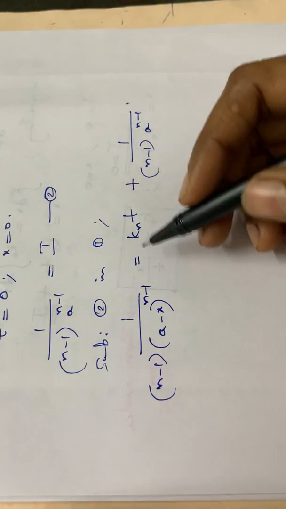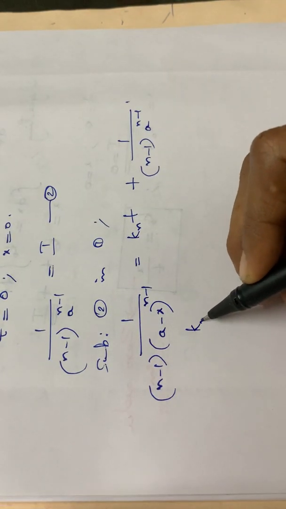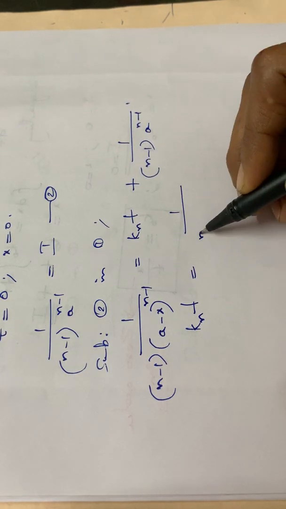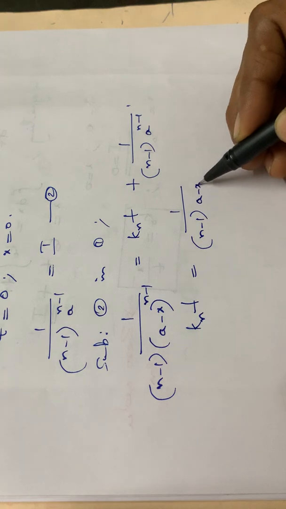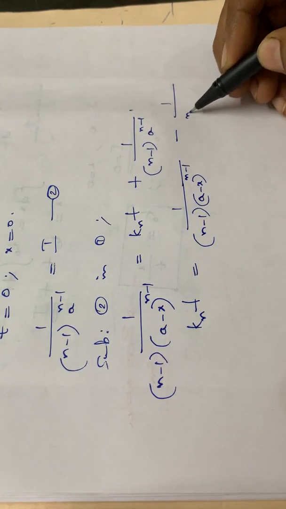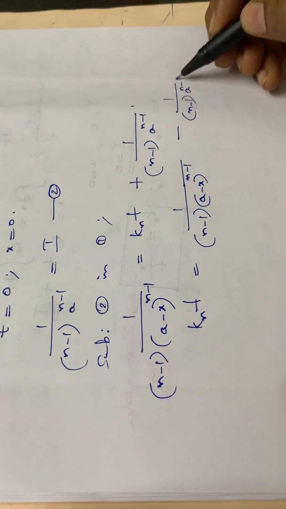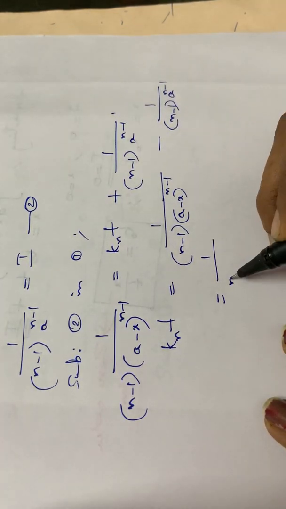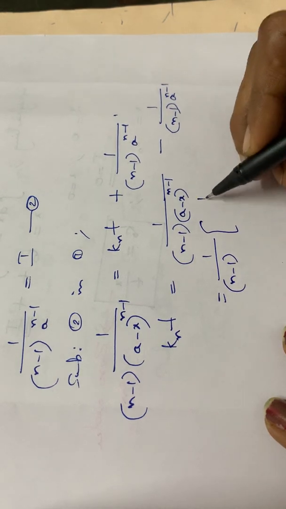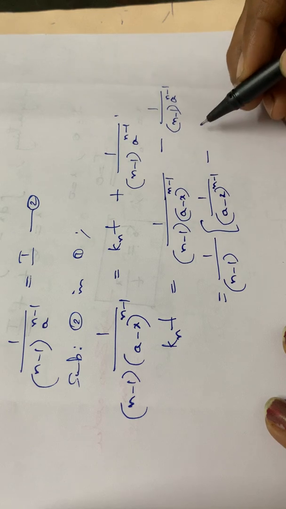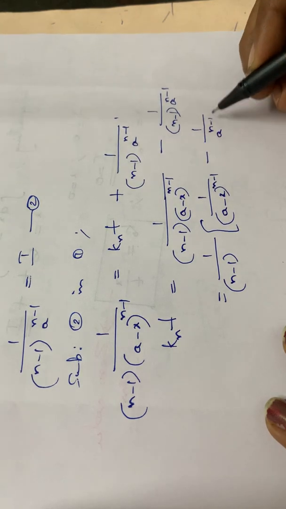Okay, then you have to rearrange this equation, that is Knt is equal to 1 by n minus 1 into (a minus x) raised to n minus 1, minus 1 by n minus 1 into a raised to n minus 1. Then you can take the common terms outside, that is 1 by n minus 1 into [1 by (a minus x) raised to n minus 1 minus 1 by a raised to n minus 1].